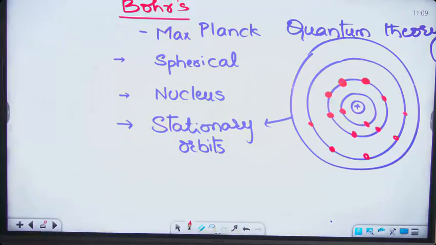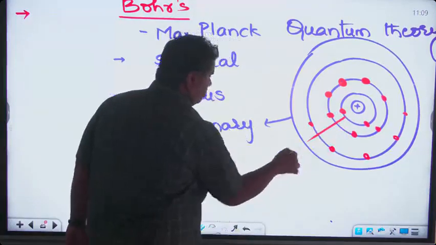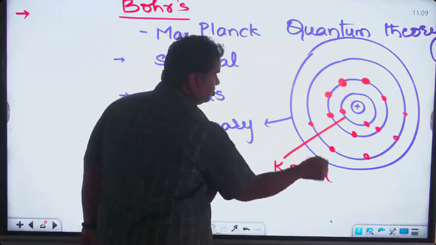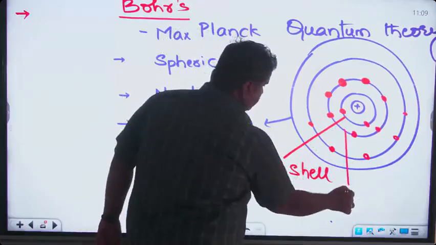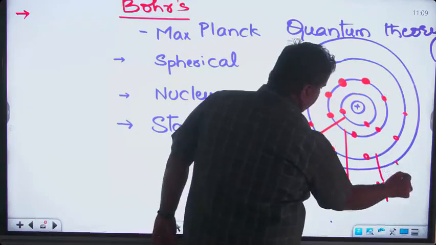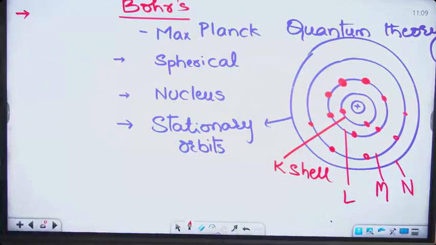Now one question which is based on this. The first orbit is known as K shell, the second orbit is known as L shell, the third one is known as M, and the fourth one is known as N shell. K, L, M, N shells.